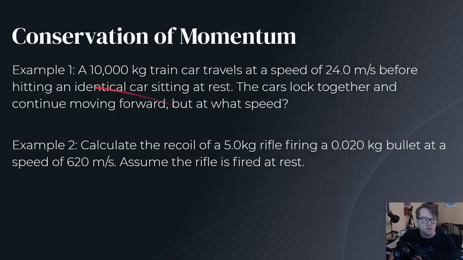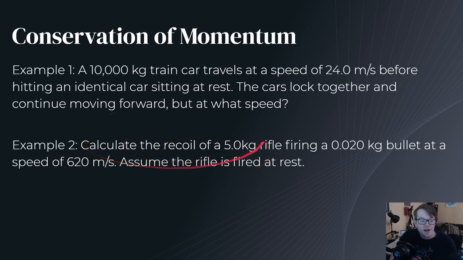So we've got a couple of examples. A 10,000 kilogram train car travels at a speed of 24 meters per second before it hits an identical car. They then lock together. If you've ever seen the back of trains where they have the cars, when they hit, this one is going to lock into place and they're going to continue traveling together. Assuming momentum is conserved, we want to know what speed they have.